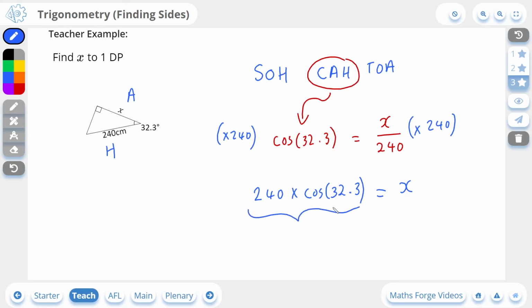Inputting this into our calculator, we get the following: 202.9 to the nearest decimal place, and this is equal to x. And since we're looking for a side and we're dealing with centimeters, then we'll put the units here as well. And if we check our answer, there it is. And that's it for the lesson on trigonometry and finding sides.